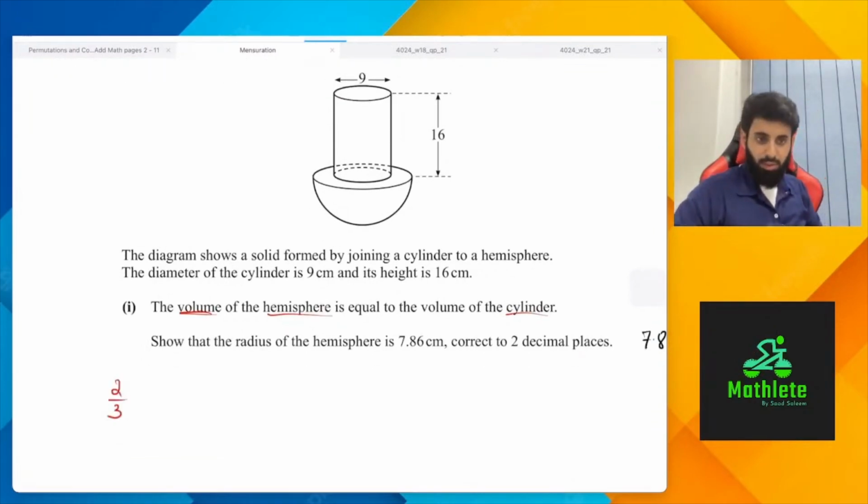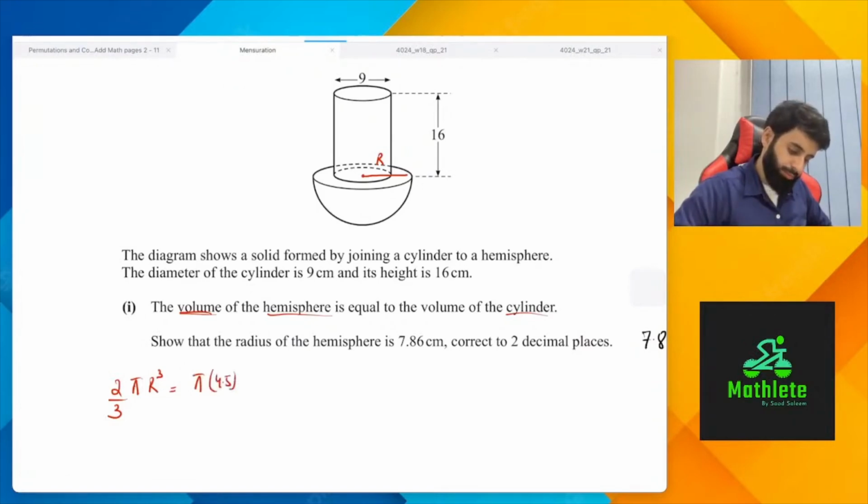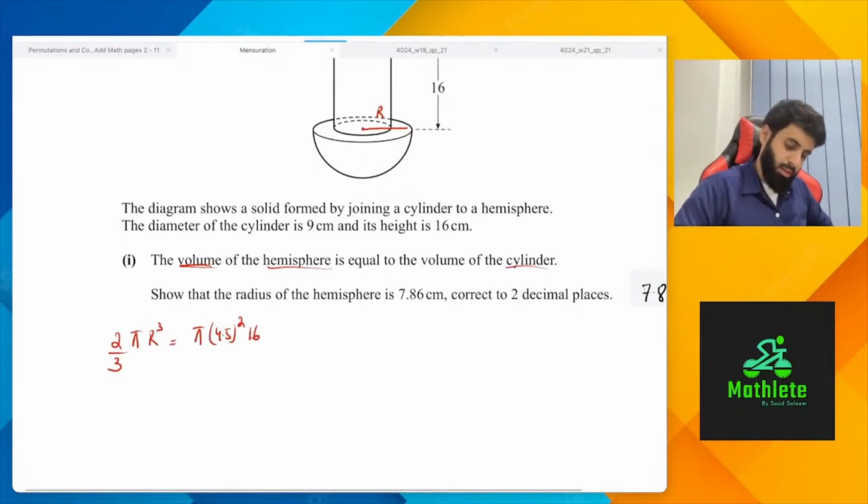पूरे sphere का 4/3 होता है और hemisphere का 2/3 होगा, pi r cubed. ठीक है, hemisphere का जो radius है उसको हम capital R कह रहे हैं, is equal to volume of the cylinder. Cylinder की volume क्या होती है? Pi r square h. अब r क्या होगा? cylinder का 4.5 होगा और height 16 होगी. Please make sure you have the formulas memorized. Getting a question wrong just because you haven't memorized the formula is not a good excuse. It's a horrible excuse in fact.